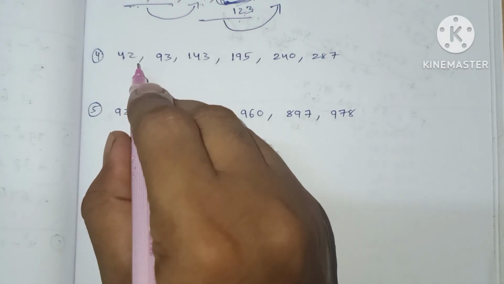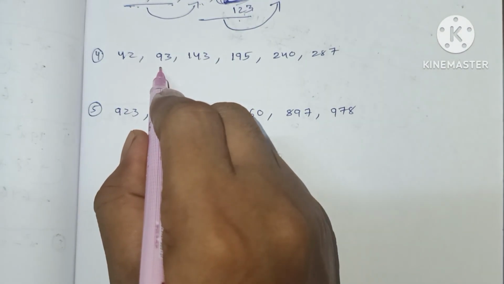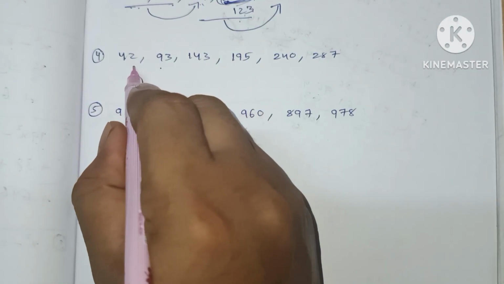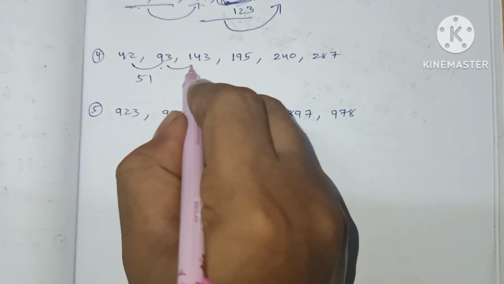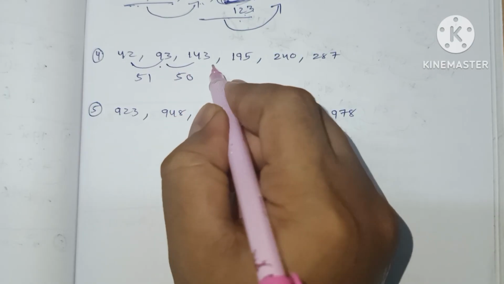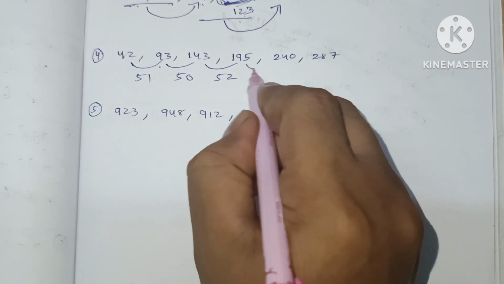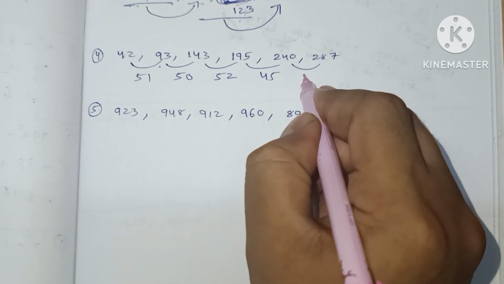Next question. Here it is 42 and 93, and it is varying slightly, so we'll go with differences. Here the difference is 51, here the difference is 50, here the difference is 52, here the difference is 45, here the difference is 47.